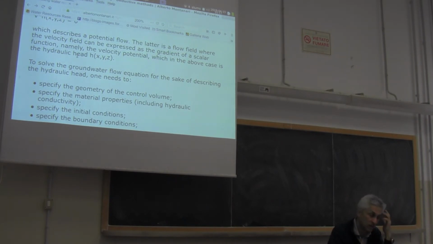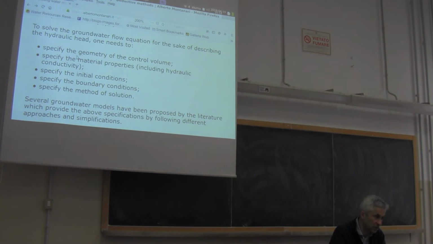I have to specify initial and boundary condition. If I refer to steady state, I just need the boundary conditions. And then I have to solve it by adopting a numerical method, because usually we solve the groundwater flow equation numerically, because the problem is complex, and given the complexity of the geometry, let alone the hydraulic properties, given this complexity, we cannot move forward with an analytical solution. We have to adopt a numerical method.